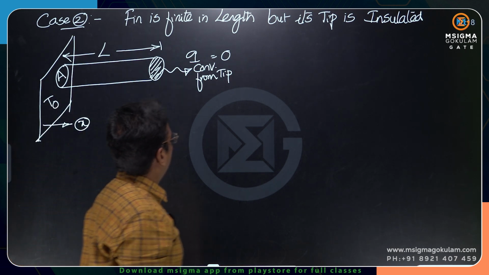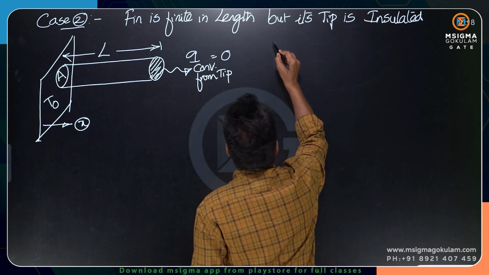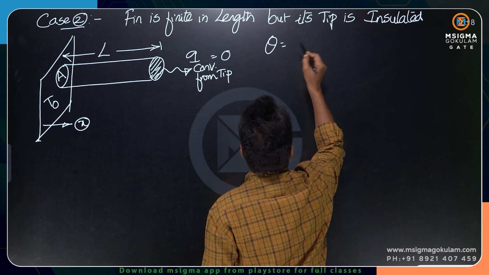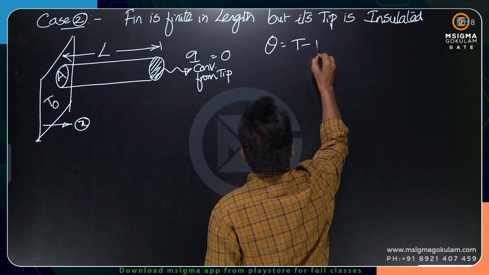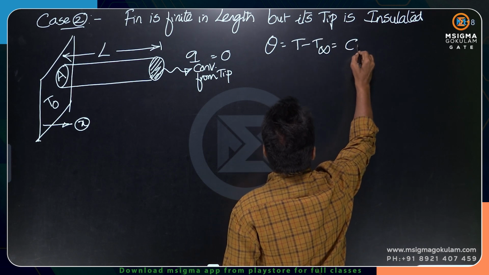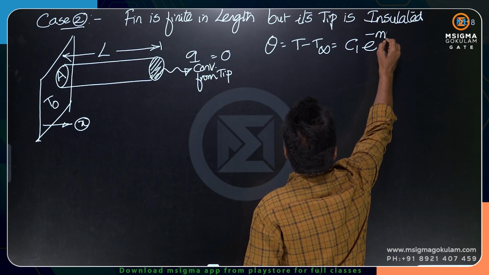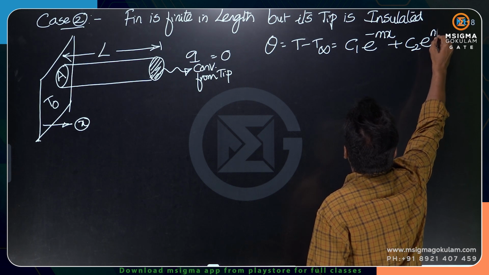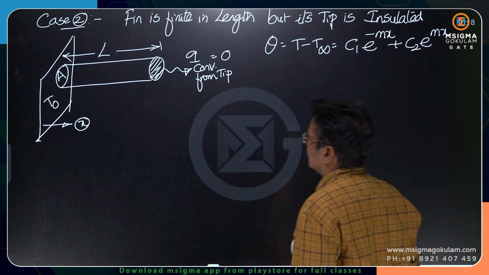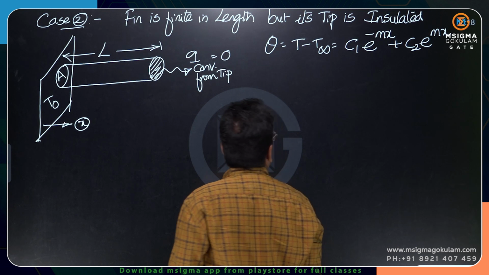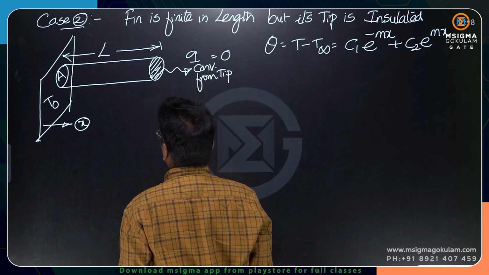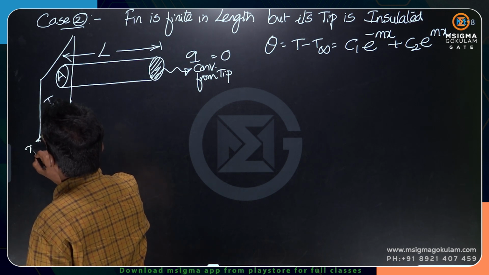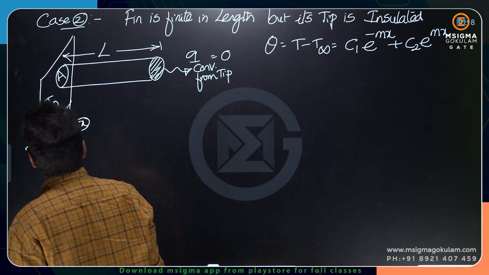Now, earlier I had given the equation for temperature distribution: T minus T infinity is equal to C1 into e to the power of minus mx plus C2 into e to the power of mx, where m is equal to root of hP by kA. One boundary condition we have already seen here: at x is equal to 0, temperature is T naught.